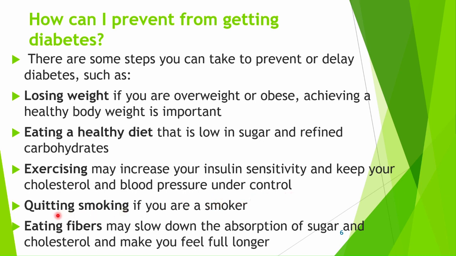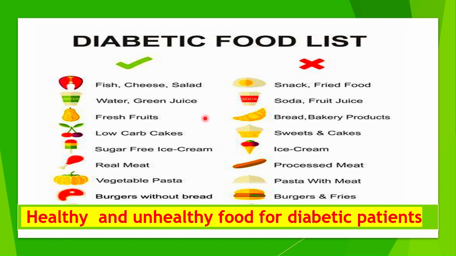The last very important prevention is smoking: no smoking if you are a smoker. And the last one, eating fiber may also slow down the absorption of sugar and cholesterol and make you feel full for longer. So the diet which I told you about is very important. The diabetic food list is what you can take during diabetes, and it's very healthy food.